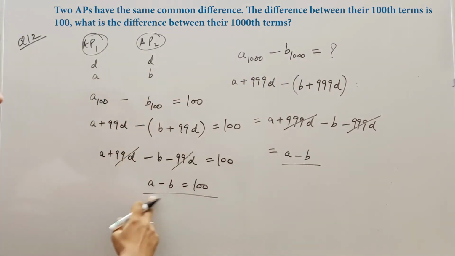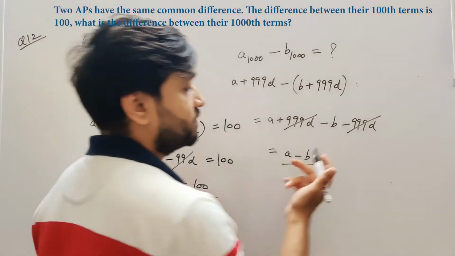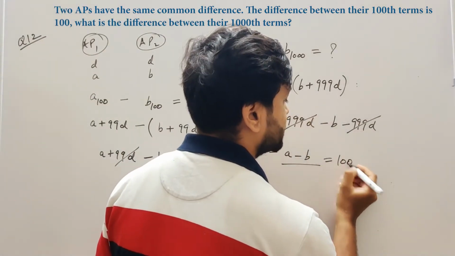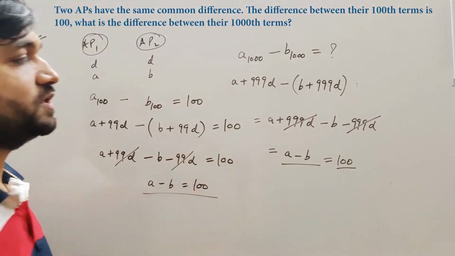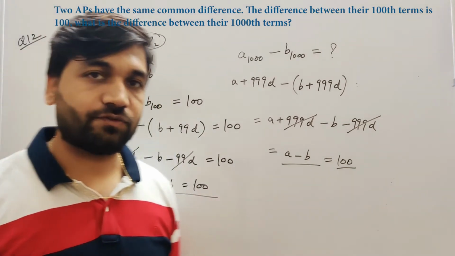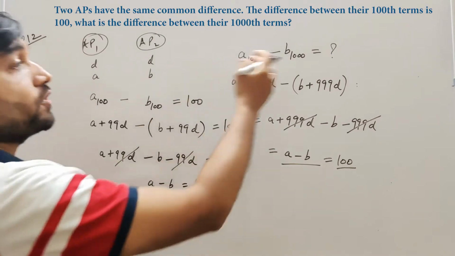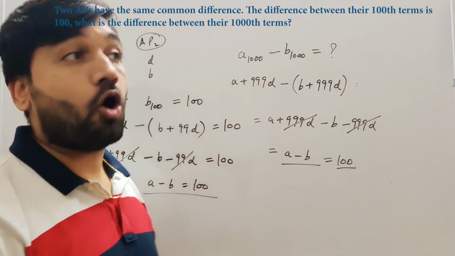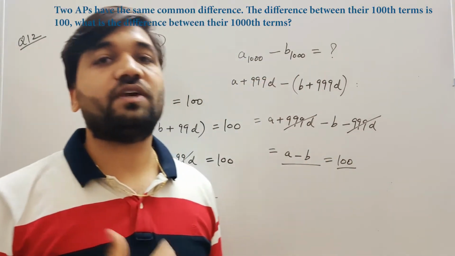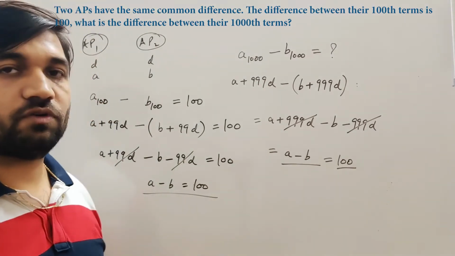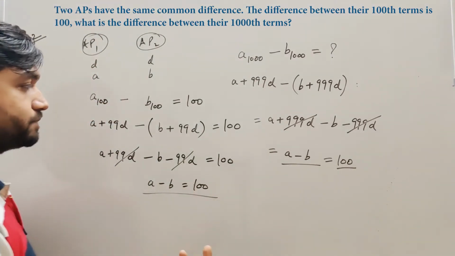But A minus B value we have already found, which we just substitute. So A minus B is 100 as well. So if you observe, the difference between the 100th term or the 1000th term or any other term, even the 50th term, you'll observe it will be the same, 100.